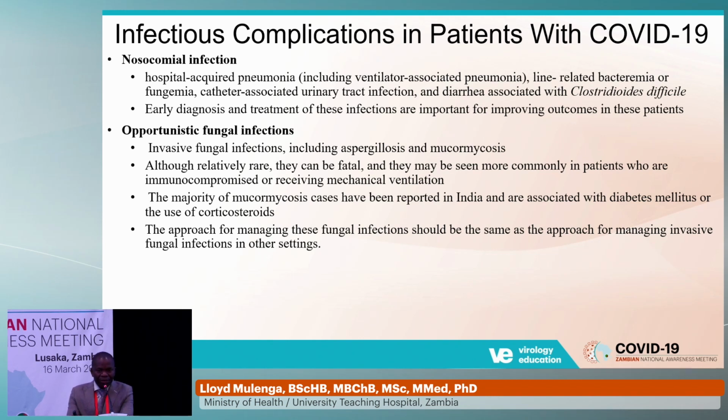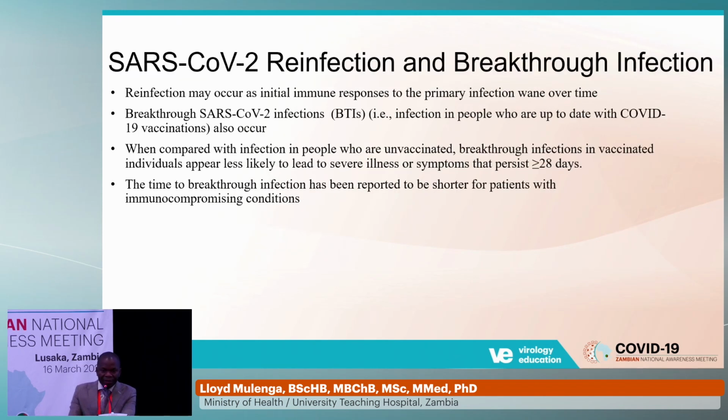Also need to look at other opportunistic fungal infections, invasive fungal infections, including aspergillosis and mucormycosis as well. And this is largely in those that are on immunosuppressants or those that are receiving mechanical ventilation. So we need to evaluate the patient in totality, especially those that are admitted for a longer period of time, so that you can prevent any of these infections. Reinfection and also breakthrough infections are a possibility. Possibly Prof may touch on those for those that are vaccinated.